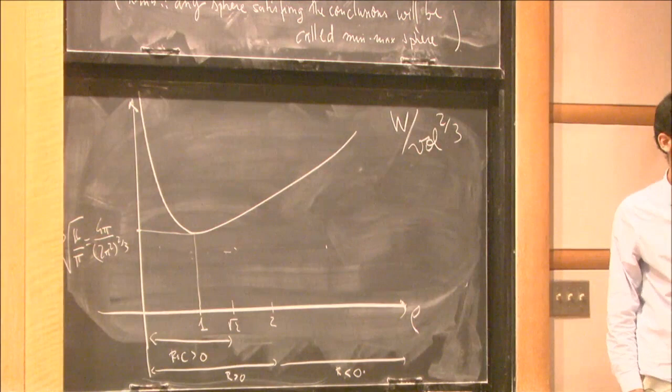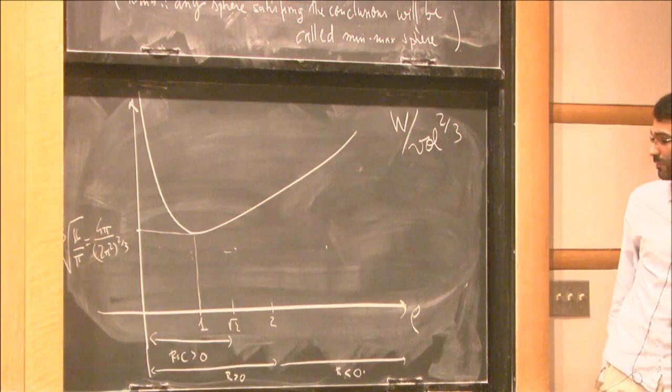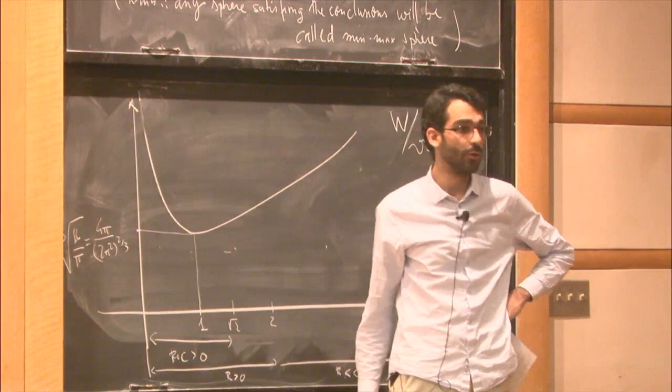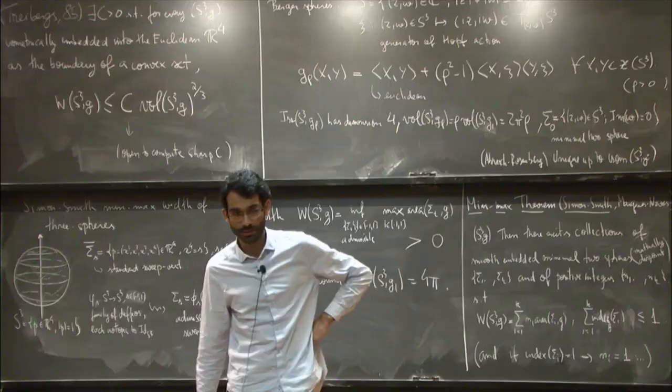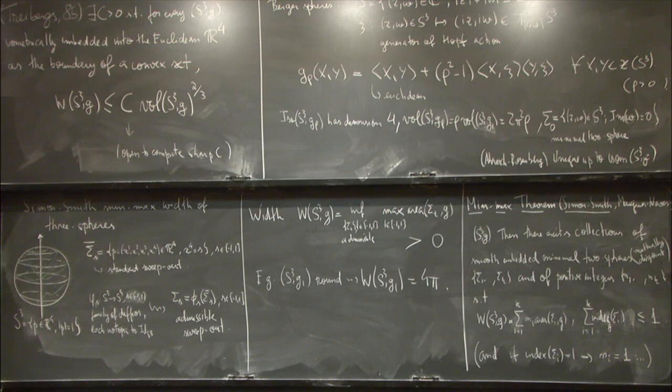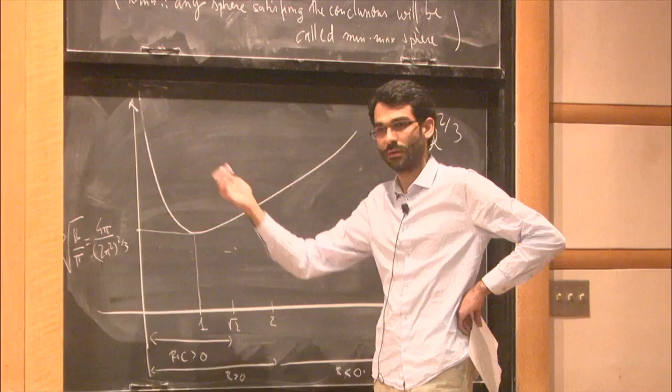Okay, so we see there are extremely nice metrics, even with positive reach curvature, with arbitrarily large normalized width. Okay? And moreover, the sphere cannot be a local maximum in the space of metrics, because there are nearby Bézier spheres with larger normalized width.